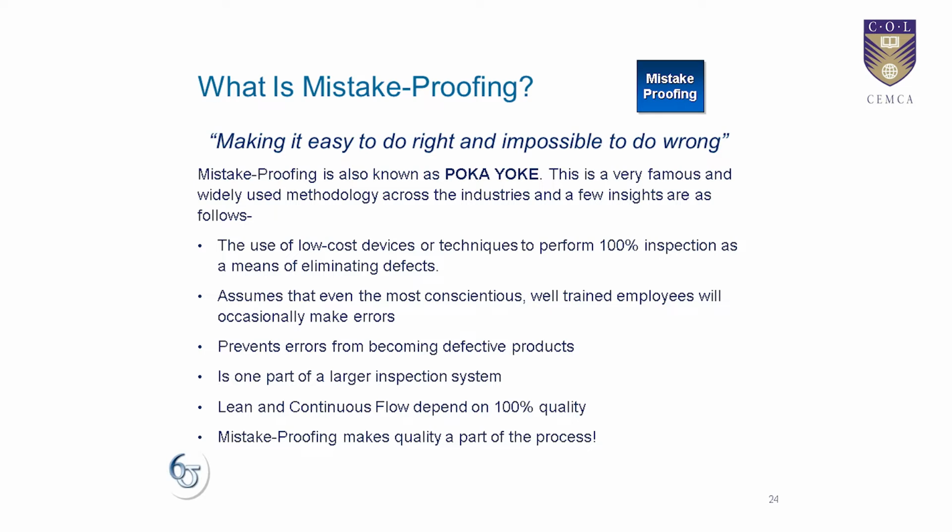Mistake proofing means the use of low cost devices or techniques to perform 100% inspection as a means of eliminating defects. Mistake proofing assumes that even the most conscientious, well-trained employee will occasionally make errors. It prevents errors from becoming defective products, and is one part of a large inspection system.